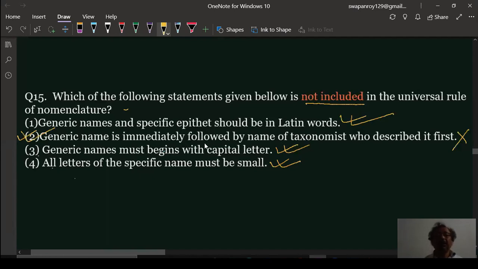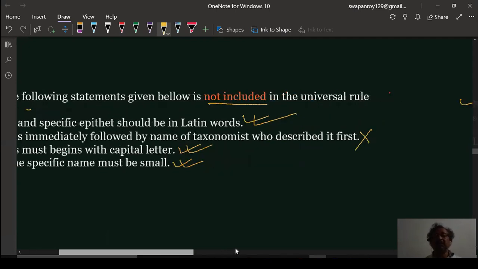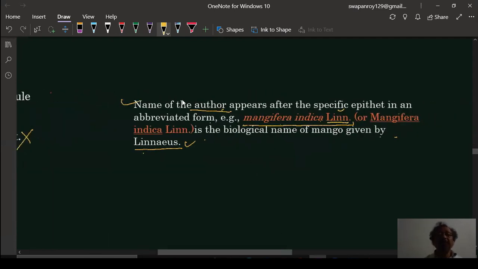Okay. The correct thing for this statement is, you can see here, the name of the author appears after the specific epithet, in an abbreviated form. Here, like Mangifera indica Linn. Linn is the author. That is, Linnaeus gave the name Mangifera indica for mango.